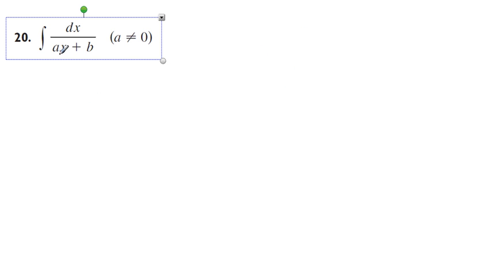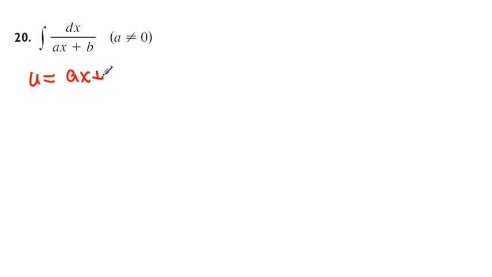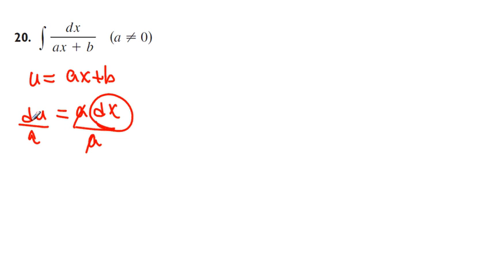Here we have a and b as the constants. So here if you have to set u as ax plus b. Now, then du becomes simply a dx. Now we don't have a here, so we end up dividing it by a from both sides. And we end up getting dx must be du over a.